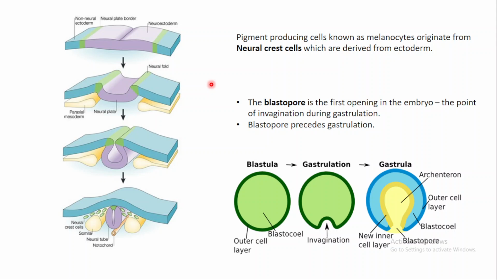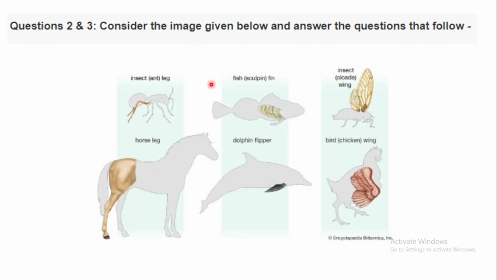It's just an MCQ based question. You just have to write the answers. So the next question, I hope you can see it on my slide. Questions 2 and 3, considering the following image. Both these questions will be based on this image. Here in the image, we can see an insect leg, horse leg, fish fin, dolphin flipper, insect wing, and a chicken wing. Not the one that we eat in KFC, but this is a chicken wing.